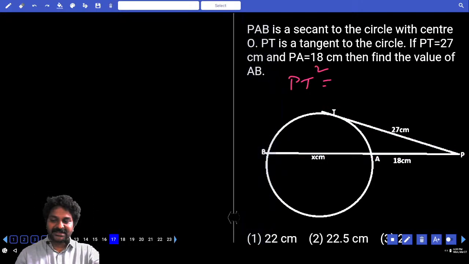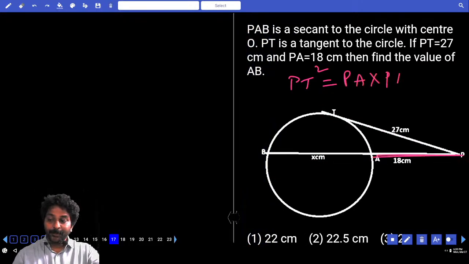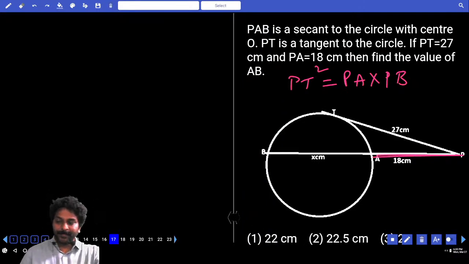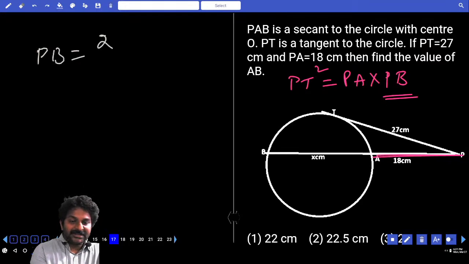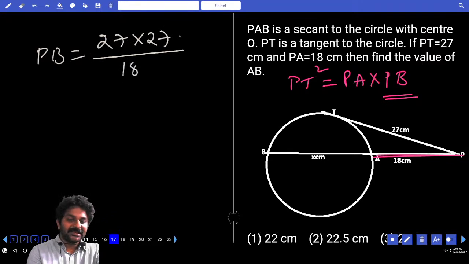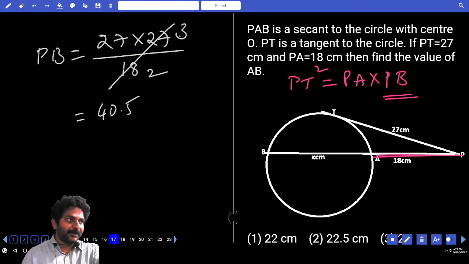PT square, tangent square must be equal to PA into PB. Yes? Now can I write PB as PT square, which is 27 into 27 by PA. PA is 18. 9 3 times. This is 2 times. 27 3 times. 81 by 2. 40.5. That is PB, right?